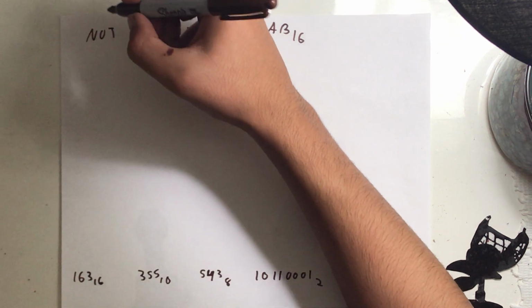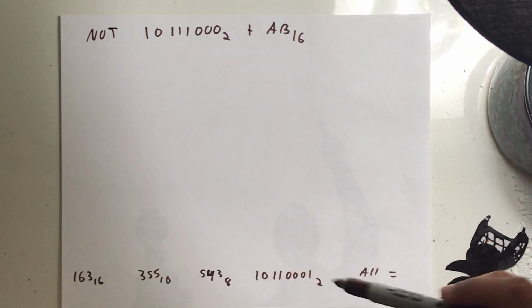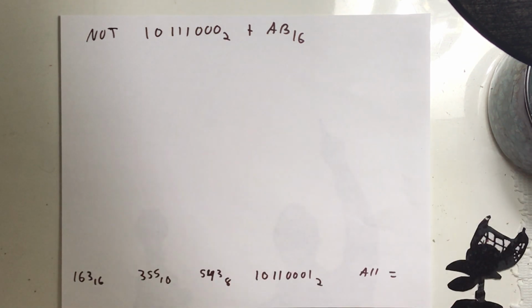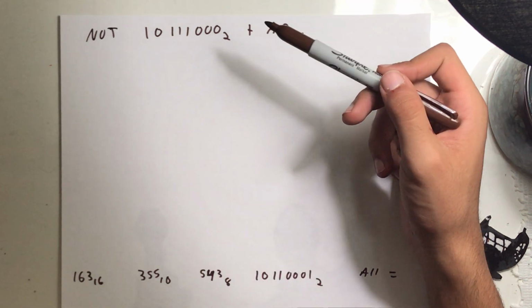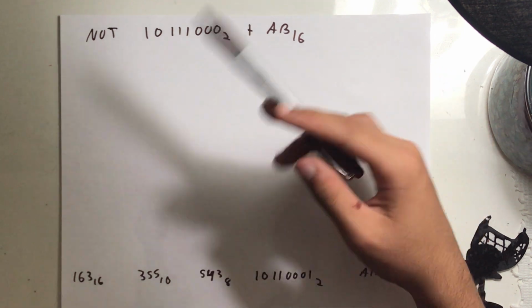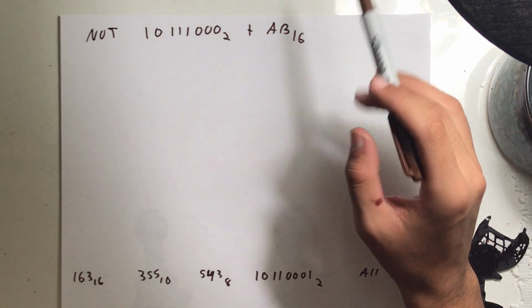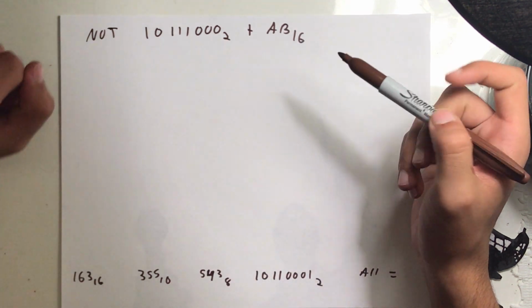So remember, the question says which of these are not equal. So basically, if any of these choices is equal to that, you can just scratch it out. So how do we tackle this problem? Well, you can either convert this to base 16 and add them, or convert this to base 2 and add them. You can do it any single way. Actually, what I'm going to do is convert this from base 2 to base 16.